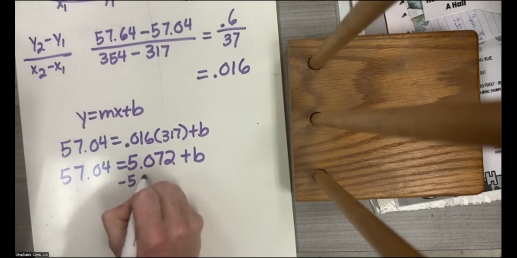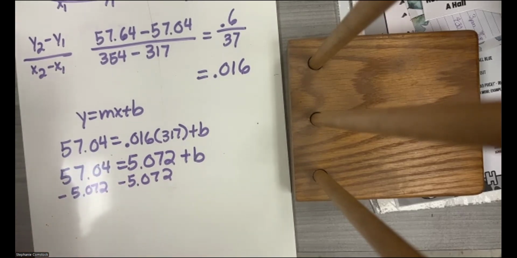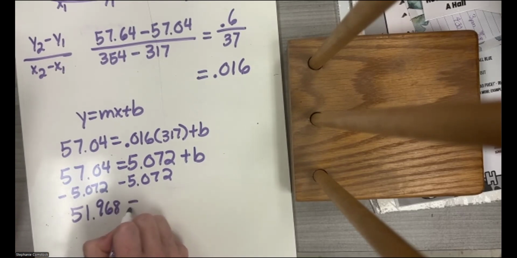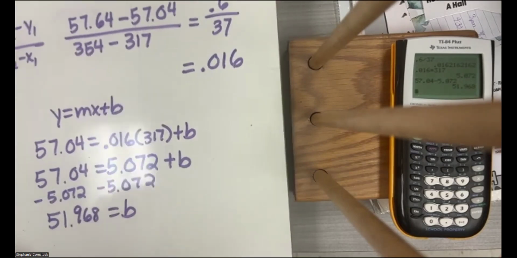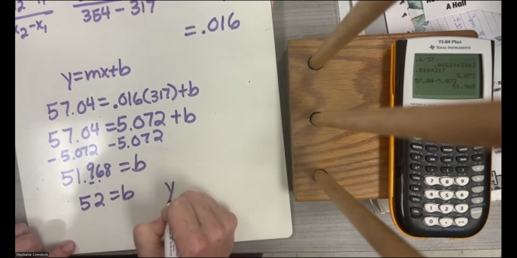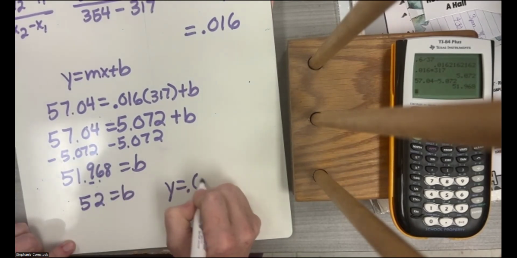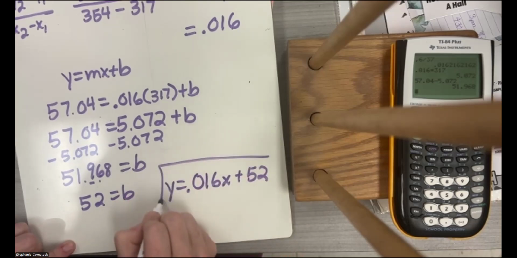I'm going to subtract, and I get 51.968 equals b. They wanted this to go to 1 decimal place, so the 9 is actually going to get pushed up, so b is going to be 52. So I have y equals 0.016x plus 52 as my equation.